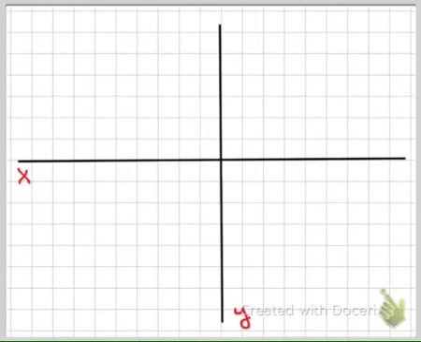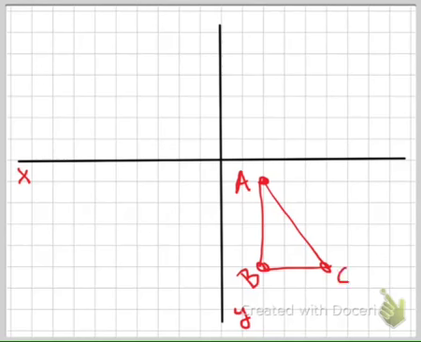So let's put a shape on here. Let's put a right triangle, and we'll create 3 points. Here's my right triangle, and it's composed of point A, point B, and point C. Now, I want to reflect this over the x-axis.